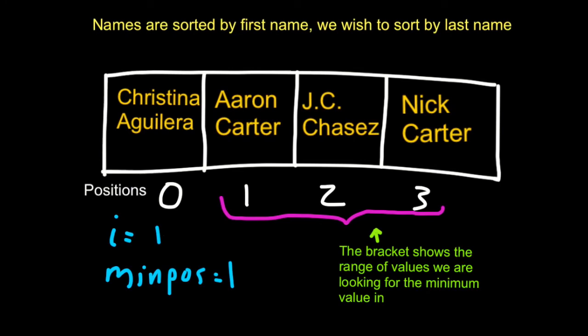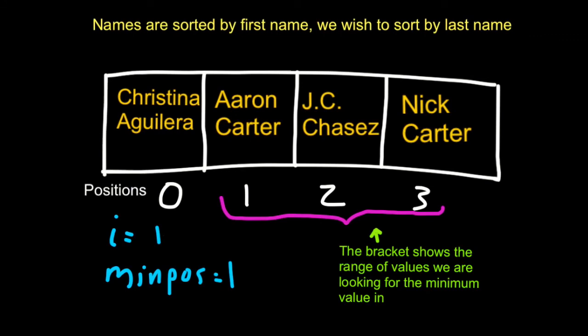And then we see that the value at position 3, Nick Carter, has the same last name as Aaron Carter. Now, we actually don't change the minimum position, even though the two are equal. We only change the minimum position when a value is less than our value at the minimum position. So we don't make any change to the minimum position.